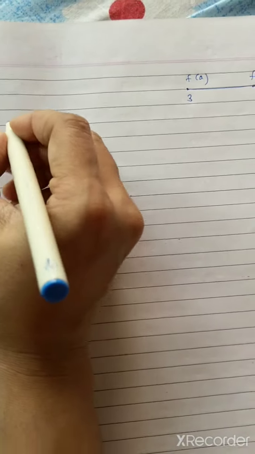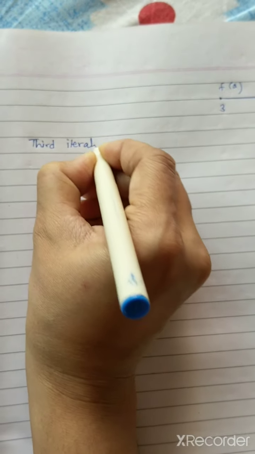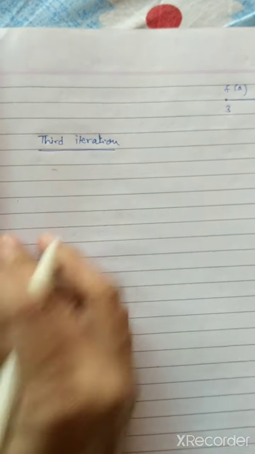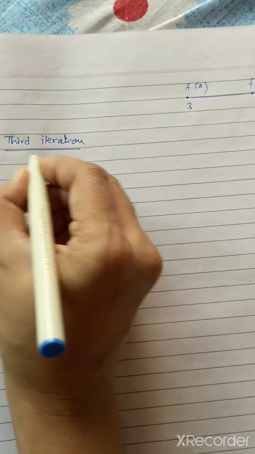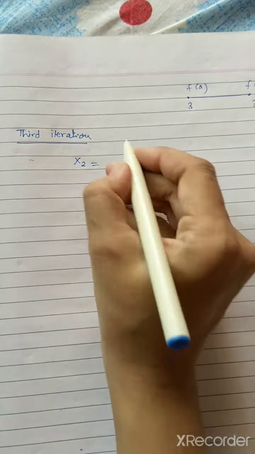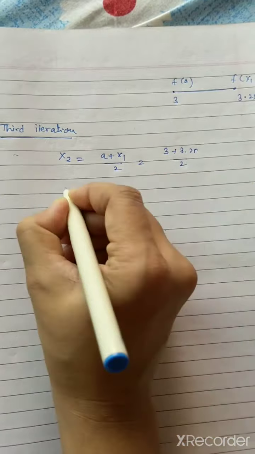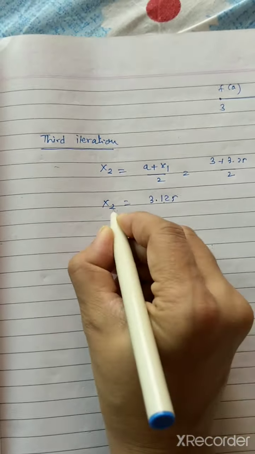Okay, now we'll go to the third iteration and this will be our last iteration. If in the exam they have told you to find up to 4 iterations, you have to go till 4 iterations. If not mentioned, up to 3 iterations will be fine. So in the third iteration, what x2 will we find? Now a is there, but instead of b or x0, x1 has come. So this will be (a + x1) divided by 2. So 3 plus 3.25 divided by 2. So our x2 will be 3.125. Okay, we got x2.